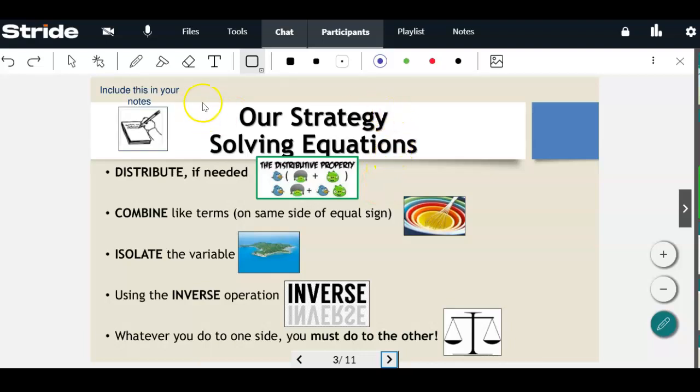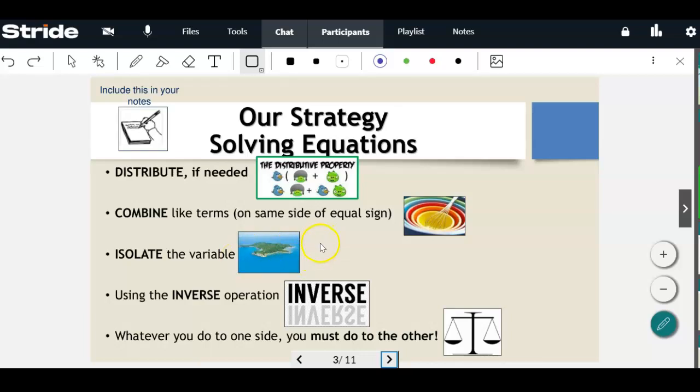So here's our strategy. This is good to keep in your notes. It's also in the math notebook in class KIC for unit 2. First, if you have parentheses where you have to use distributive property, do that first. And we'll go into more detail. I think it's in the next couple of lessons, not in this one. We're just doing basic two-step equations for this lesson. You're going to combine like terms on the same side of the equation. Again, we're not doing that in this one, but we will later in the unit.